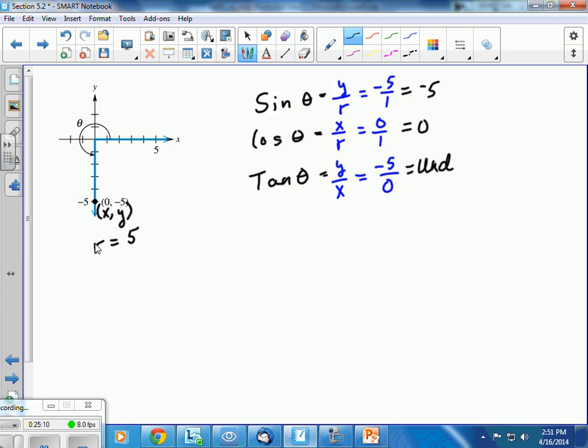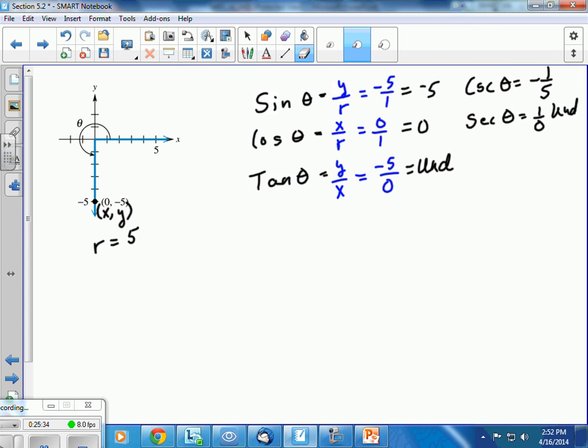Let's get those reciprocal functions. Cosecant theta then would be negative 1/5. The secant of theta then would be a problem, wouldn't it? Because I'd have 1 divided by 0, which we know is undefined. And the cotangent here would be the reciprocal function, 0 divided by negative 5, which of course would be 0.